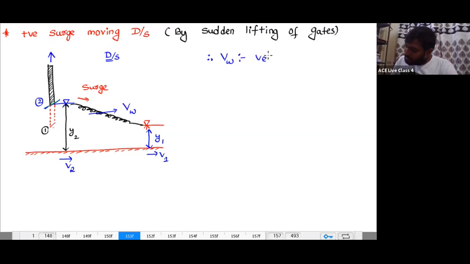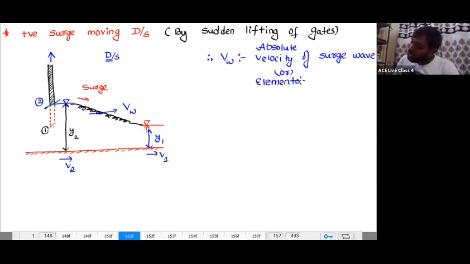the absolute velocity of the surge wave or elementary wave. We call it a surge wave or elementary wave.